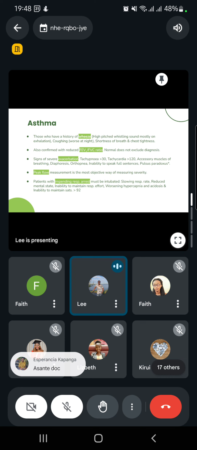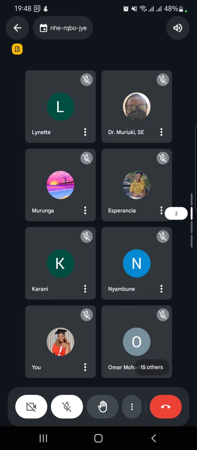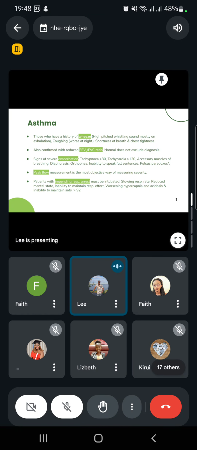Another asterisk on this situation, because especially in asthma, if you're getting air buildup, like high intrathoracic pressure, you get a reduction in your preload and consequently your cardiac output, and it just becomes worse. So your peak flow measurement is the most diagnostic feature, and patients with impending respiratory arrest must be the ones who you would heavily consider intubating.